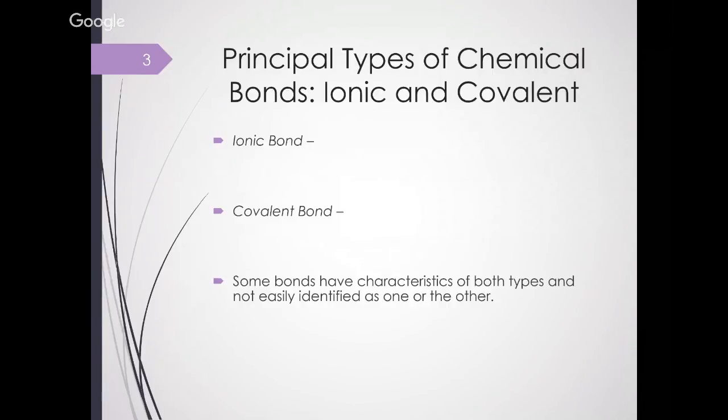In a covalent bond, we look at two nonmetals, or a semimetal and a nonmetal, coming together and sharing their electrons. Some bonds actually have characteristics of both types and are not easily identified as one or the other. Sometimes it's a sliding scale of how much we've really shared our electrons. Is one atom holding on to those electrons a little more closely to itself than its partner atom that it's bonded with?